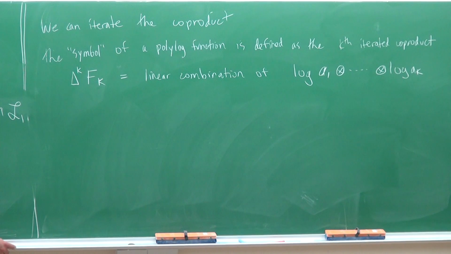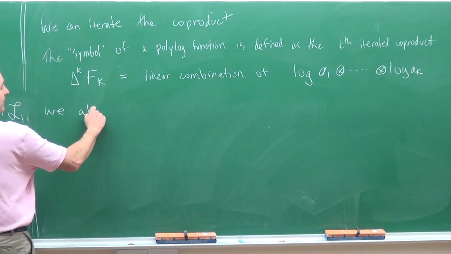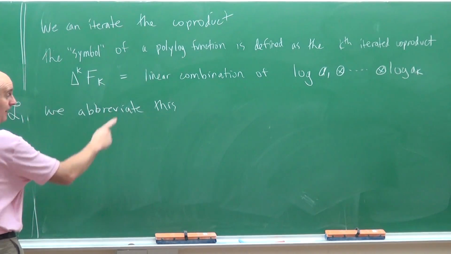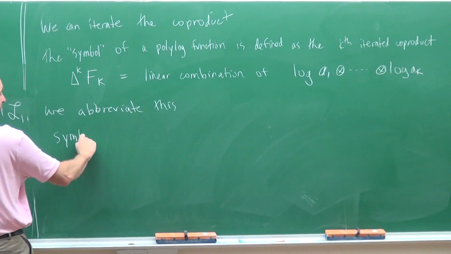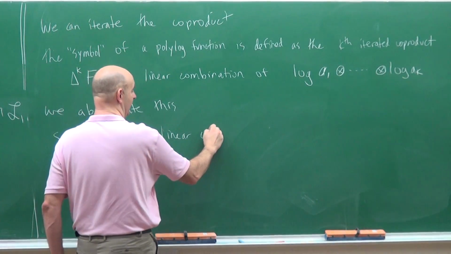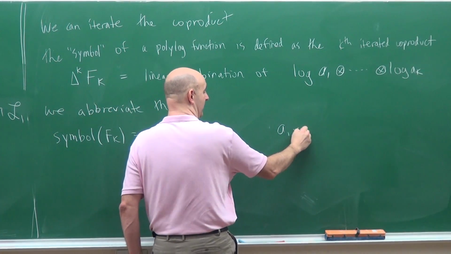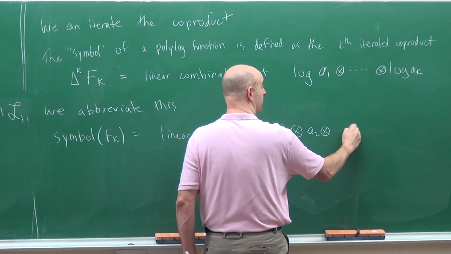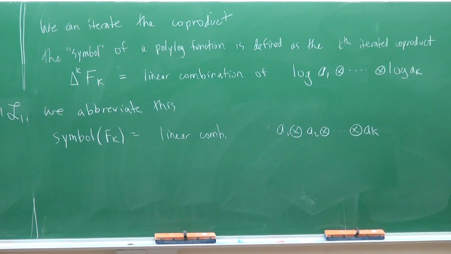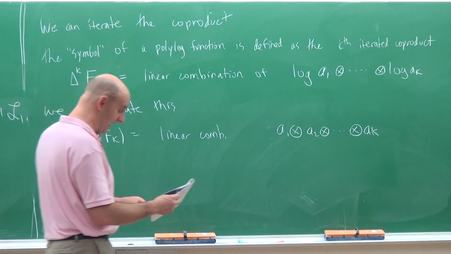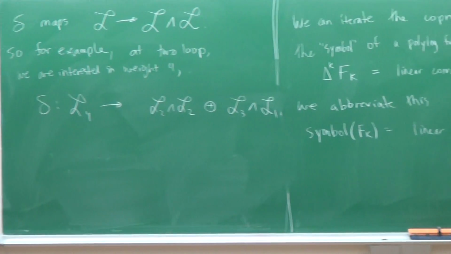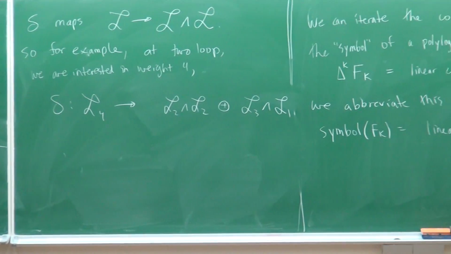And often we use the schematic shorthand. We abbreviate this by simply omitting the log. So we would say that the symbol of this FK is the same linear combination of formal objects of this form. So, fortunately, I still have some nice formulas on the board from my example. So let's revisit them in light of our fancy new coproduct technology.